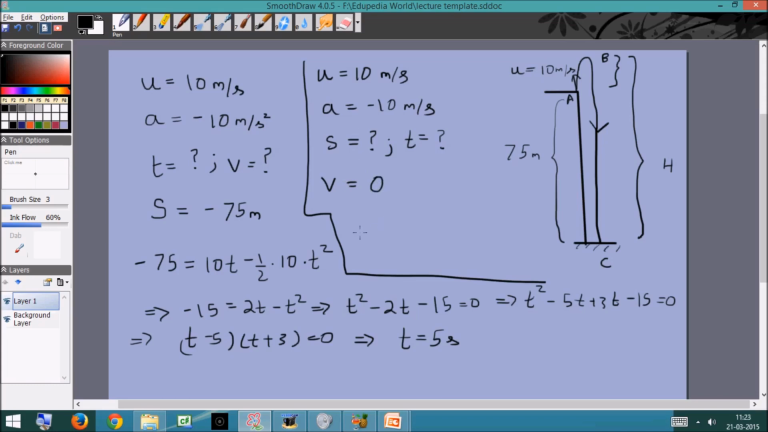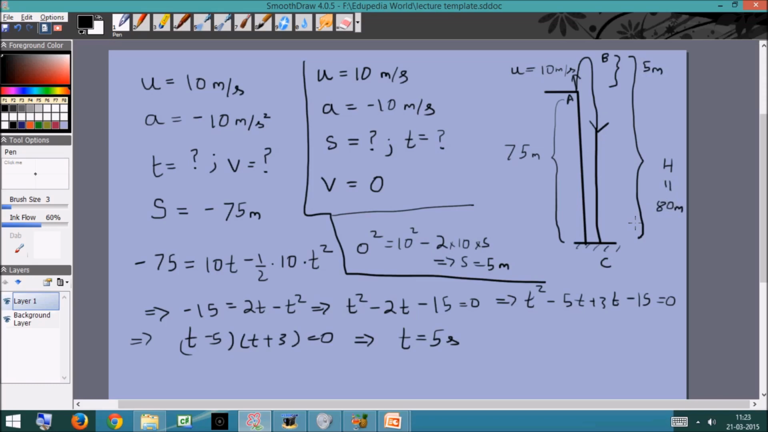So we can calculate the displacement using the third equation. 0 square is equal to 10 square minus 2 into 10 into s, which gives me s is equal to 5 meters. So this height is 5 meters. That means the total height is 80 meters.